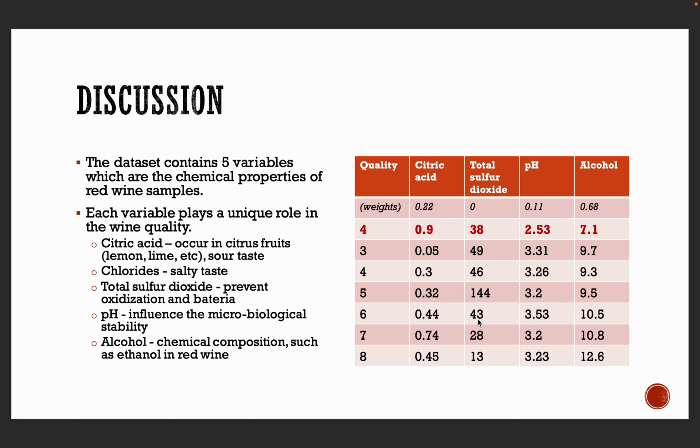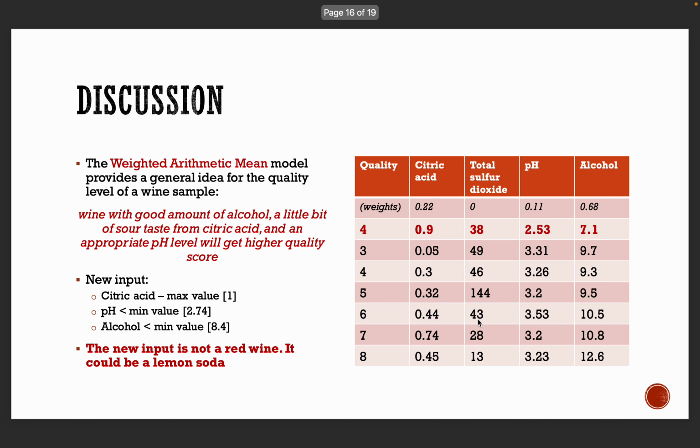Next, there are 3 chemical characteristics. By looking at the table, total sulfur dioxide with 0 weight value has no significant contribution. On the other hand, it can clearly be seen that wine with strong alcohol gets more flavor, and the pH level should be managed at around 3.2 or 3.3. The weighted arithmetic mean model provides a general idea for the quality level of the red wine.